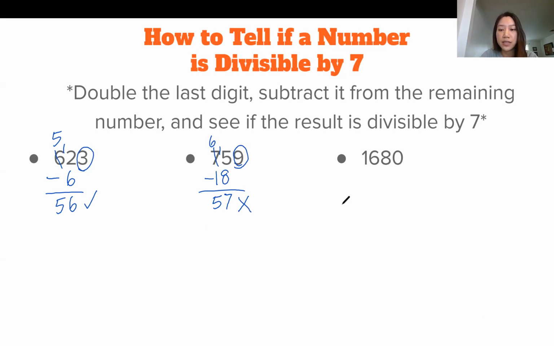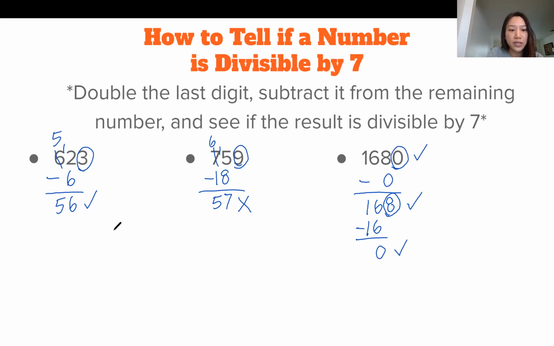If you look at 1,680, again, double the last digit, which is still 0, subtract it from the remaining number, which is 168, and you still get 168, which is still not very clear if that's divisible by 7 or not. So what we could do is actually repeat this process. So again, double the last digit, which gives us 16, subtract it from the remaining number, which is also 16, so 16 minus 16 is 0, which is divisible by 7, which tells us that 168 is also divisible by 7, and 1,680 is also divisible by 7.